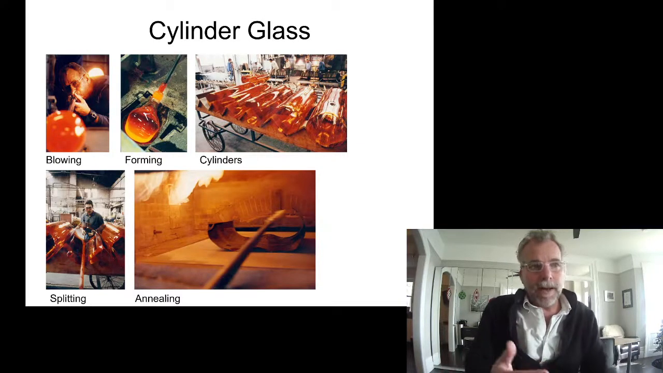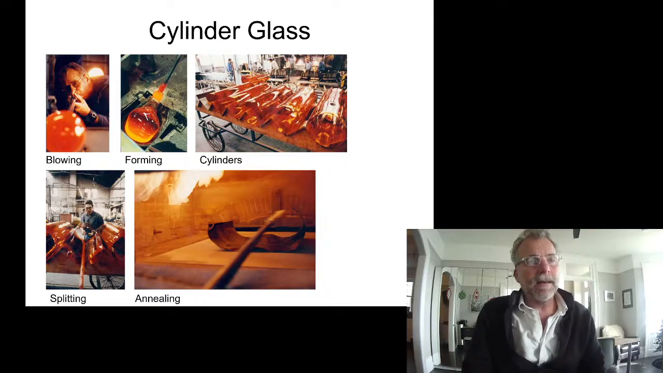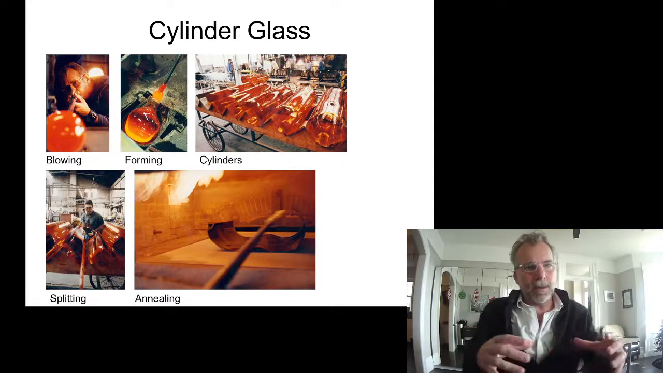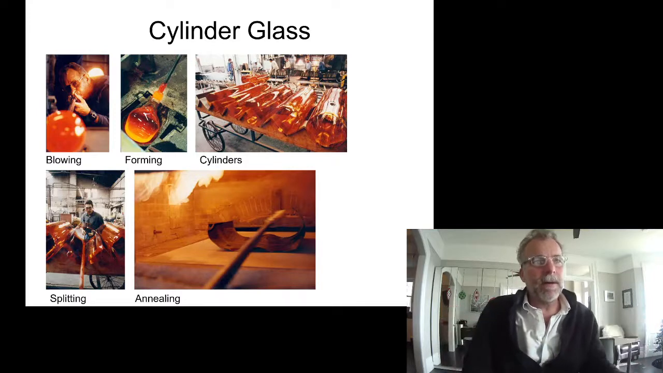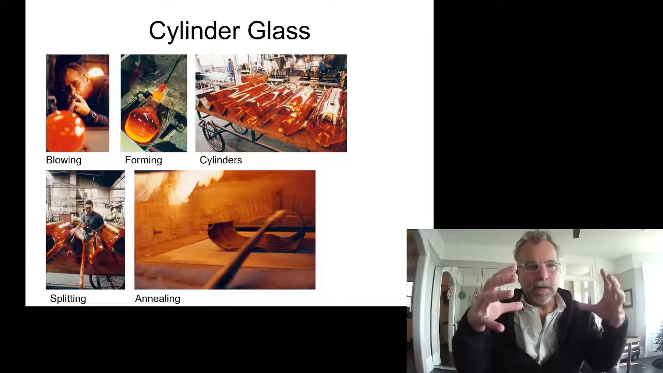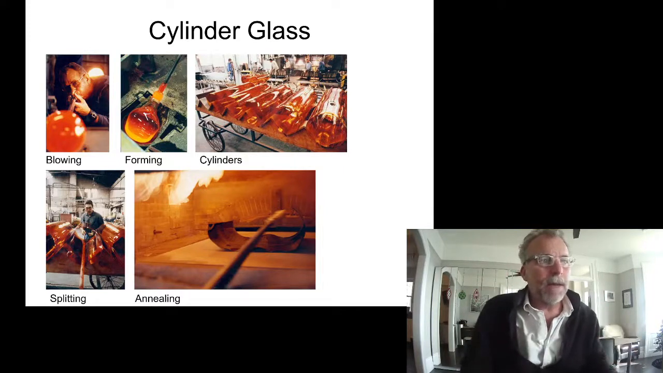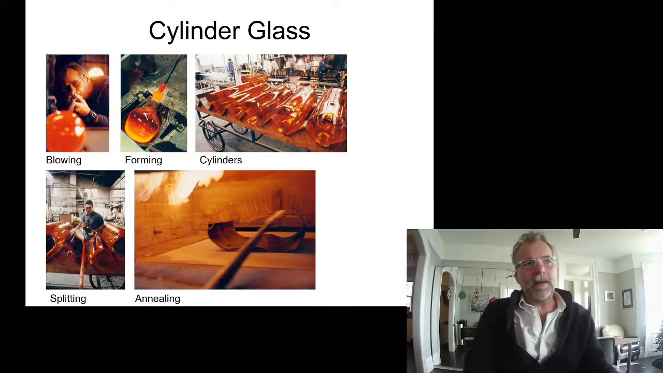Before drawn glass, there was cylinder glass. You start with a lump of glass, you blow it to make it hollow, you continuously blow it, and it gets bigger and bigger and bigger. If you blow something, it's always going to be a sphere, so it gets rolled to make it into a cylinder. You can see the cylinders on the top right.